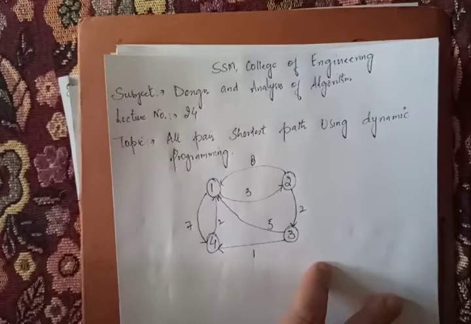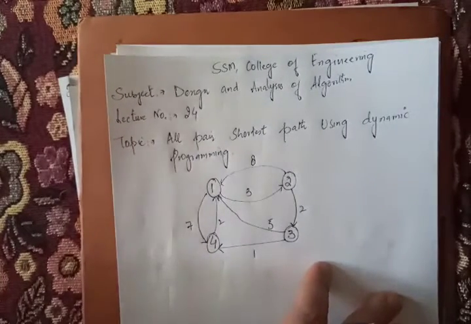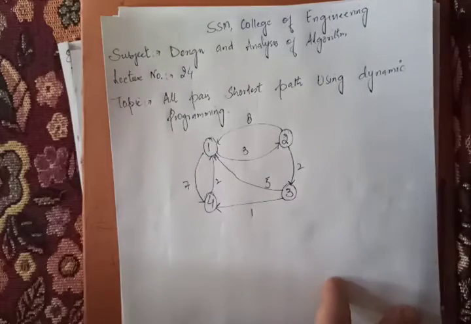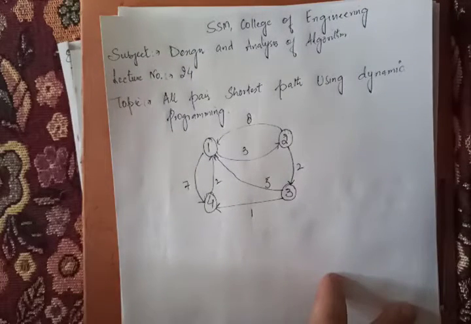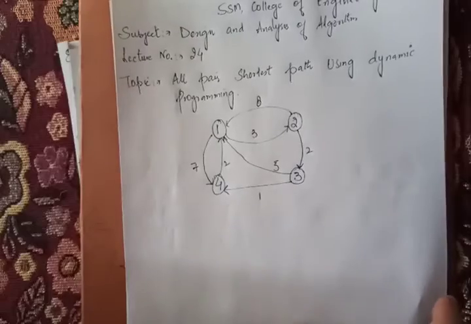In the last lecture, we talked about dynamic programming and how to find the minimum cost using the traveling salesperson's problem. Today, the other problem which we have to do is the all pair shortest path problem using dynamic programming. So let us do that.